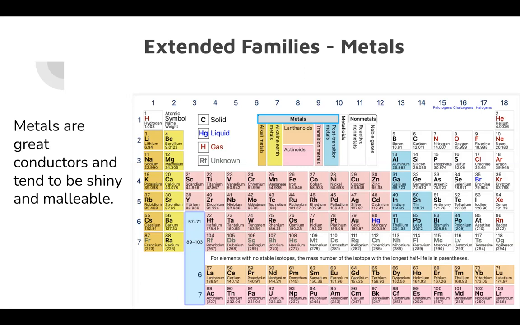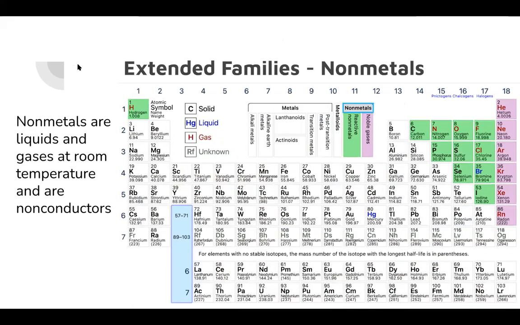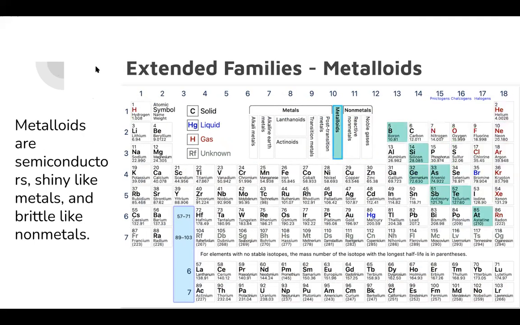And then we have the nonmetals. The nonmetals are right here, the green and purple. And so the nonmetals are liquid and gas at room temperature. And they are non-conductors, so not very good at conducting electricity or heat. Next one we have is the metalloids, and so metalloids are kind of the in-between of metals and nonmetals, and they're shiny like metals, but then brittle like nonmetals. Some of them are good at conducting electricity and heat as well.